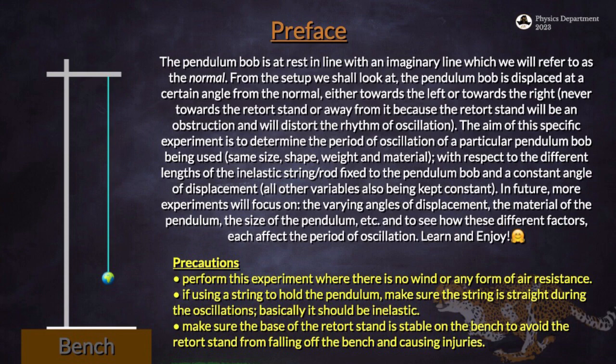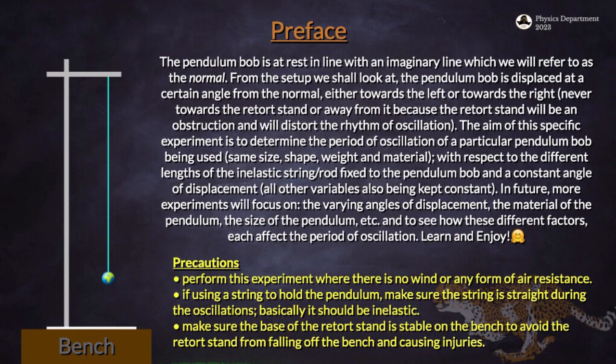And to see how these different factors affect the period of the oscillation, that's basically the aim of the experiment. We are trying to see the effect of these things on the period of oscillation. So does it take a long time for the pendulum bob to swing from one point to the other, or does it take a shorter time to move from point A to point B in terms of the angular displacement? That's what we're trying to look at.